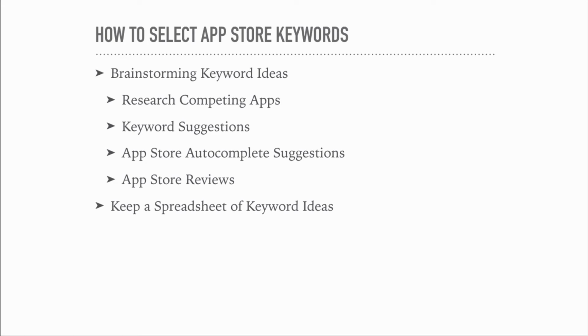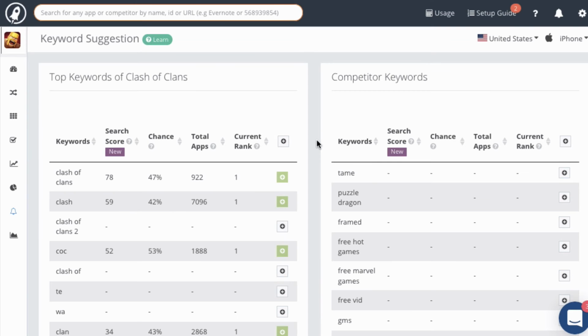Also remember that one of the most important things in the keyword research process is to keep a spreadsheet of your keyword ideas. This is so that you can keep track of which keywords you have researched, which keywords you've used, and which keywords you want to test next. Alright, now let's take a look at some of the ways you can actually do these things.